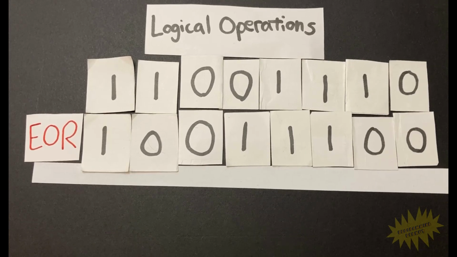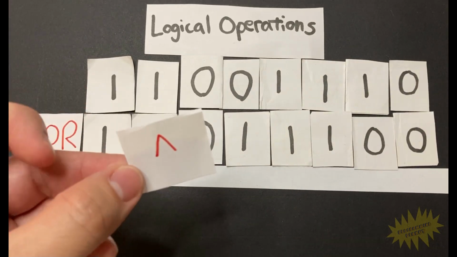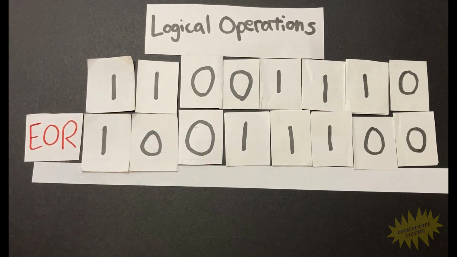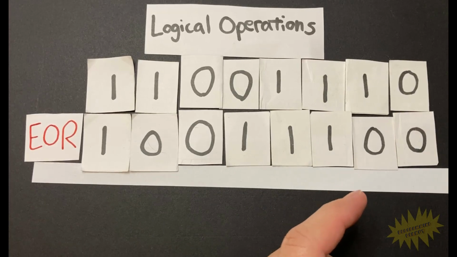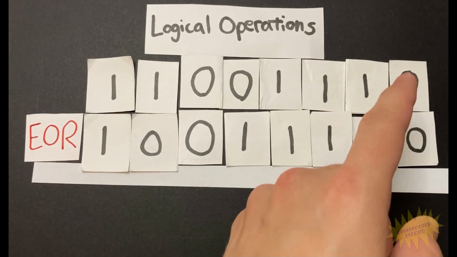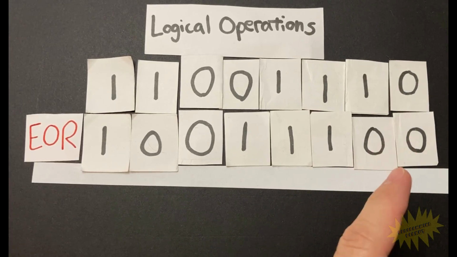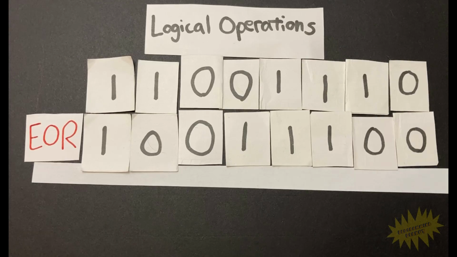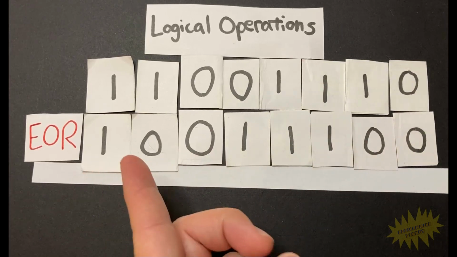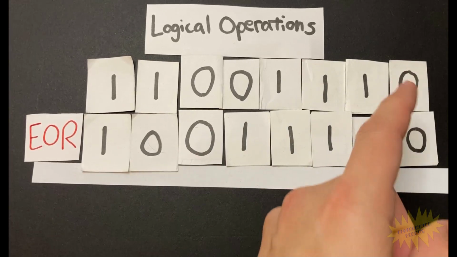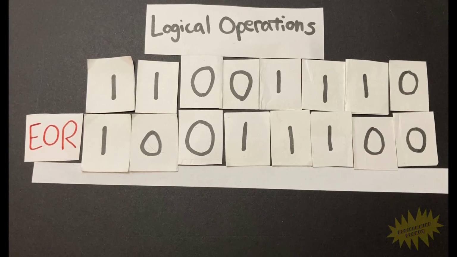All right, so now we're going to go over the exclusive OR operator. You might also see it as this symbol here. And the way it works is it's very similar to the OR operator, where either one has to be 1, okay? But if both of them are 1, then it actually results in a 0. So here, let's go over an example. So here, remember, it's very similar to OR. So if either one is a 1, then the result is 1, okay?